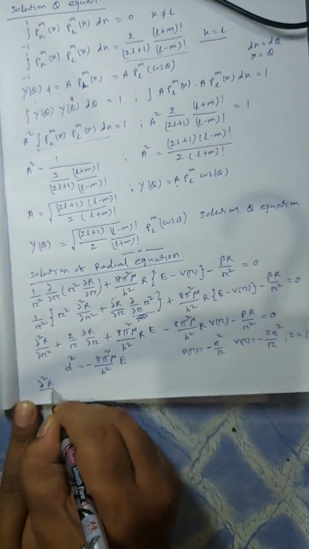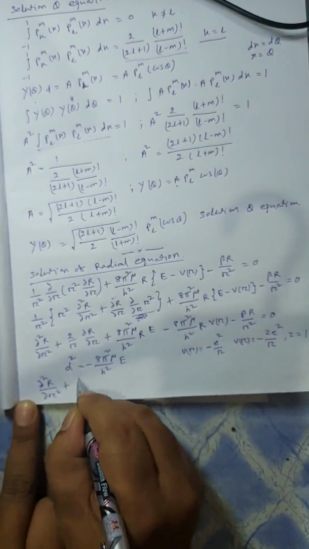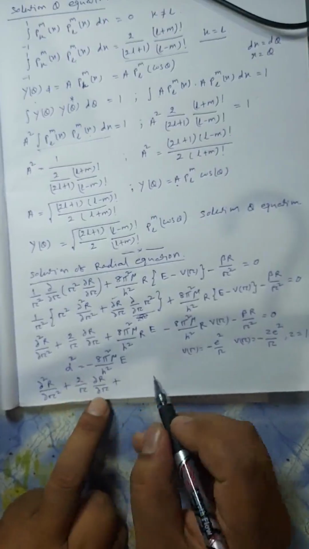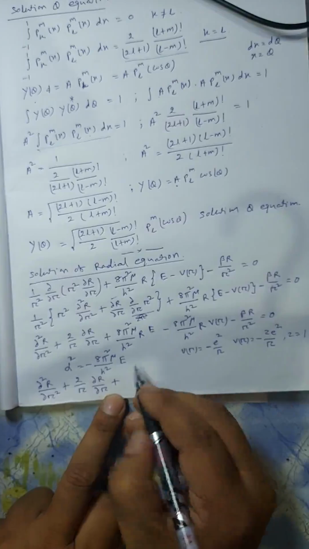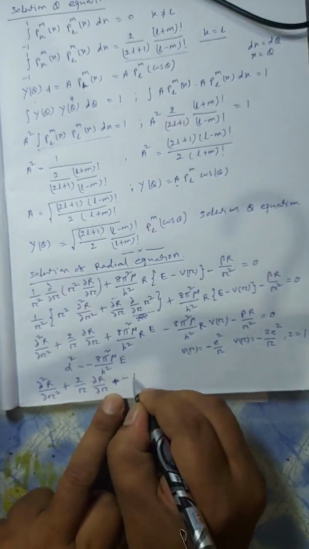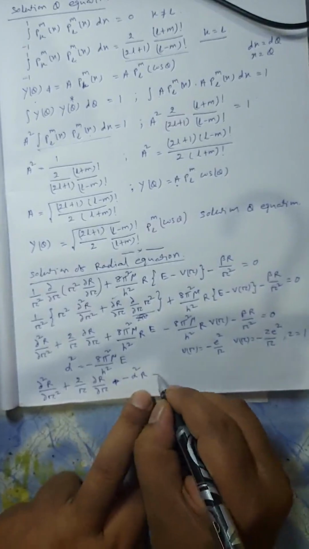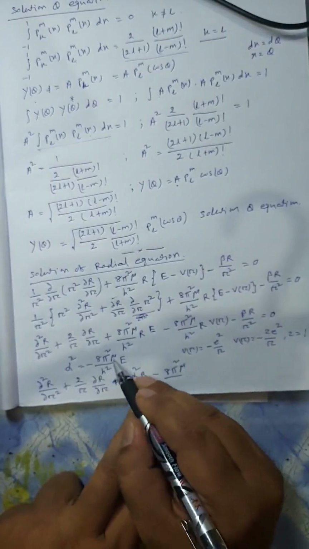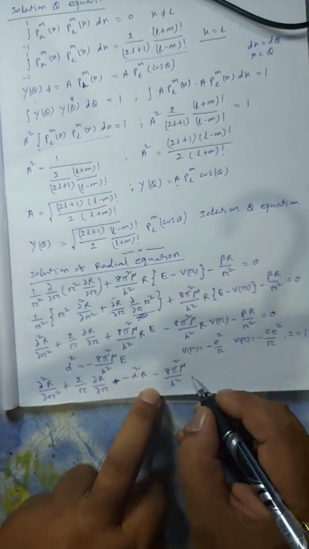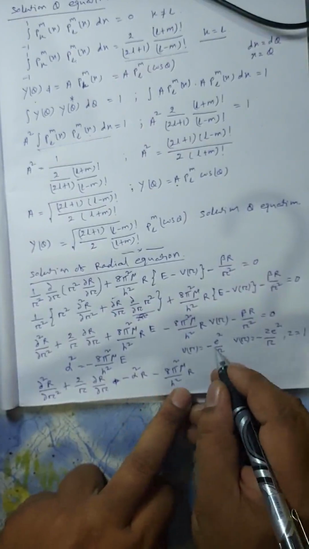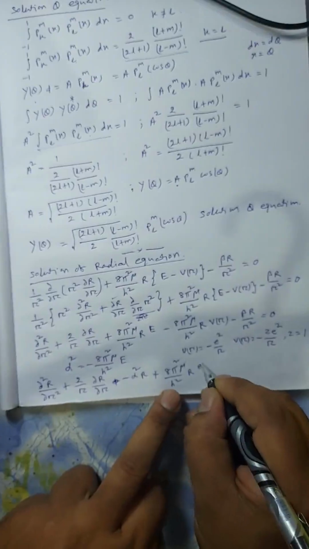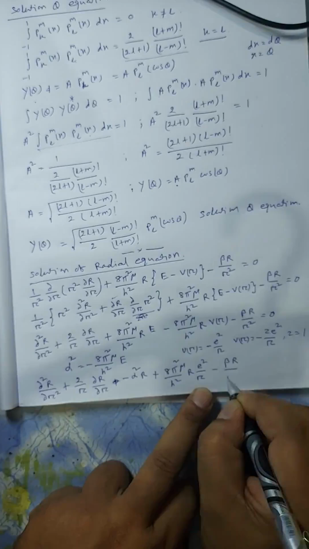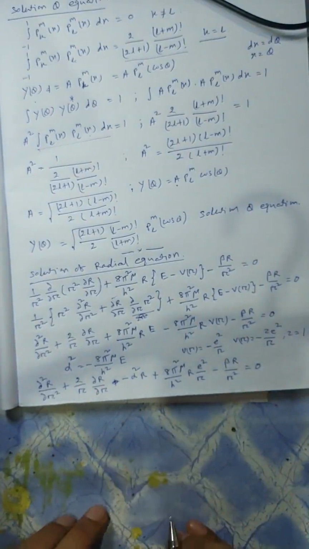∂²R/∂r² + (2/r)∂R/∂r + (8π²μ/h²)E R is considered as α², so it is minus α² R minus (8π²μ/h²) ... R. In place of this I write minus e², so minus minus plus e²/r minus β R/r² is equal to 0.